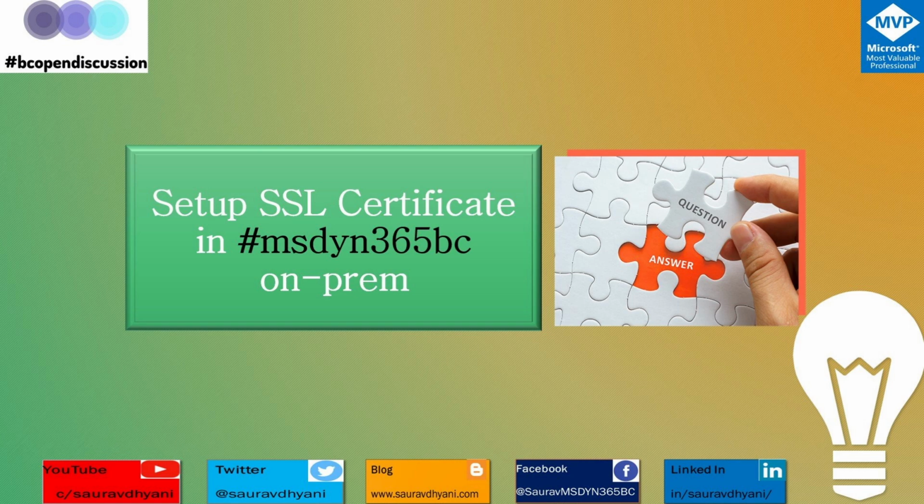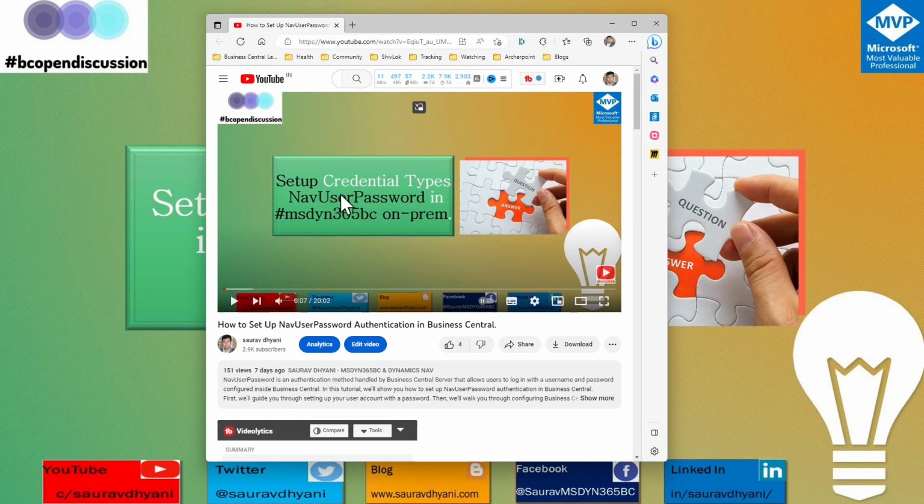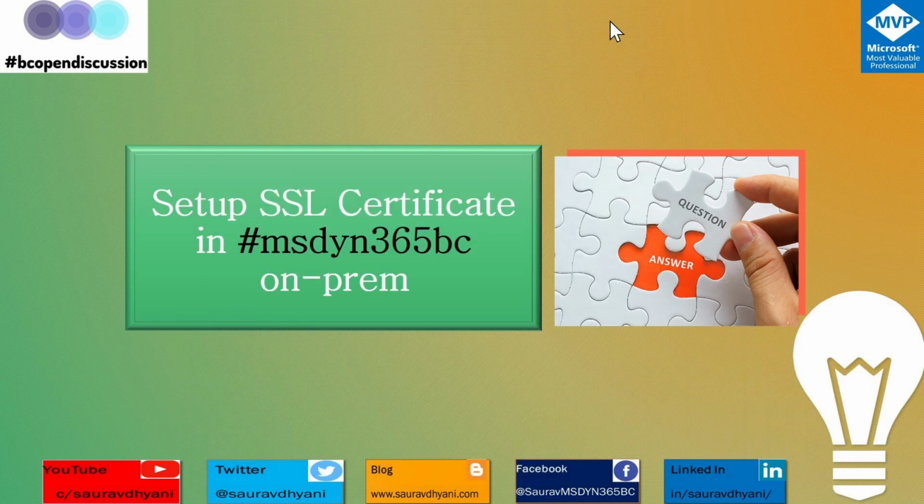So before you start this, if you haven't seen the previous video, I would highly encourage you to go and watch this video, which is set up credential type new user password in Business Central on-premise. Because whatever we have done in that video is kind of the prerequisite for this particular video. So hopefully that makes sense. I'll add the link in the description for this video.